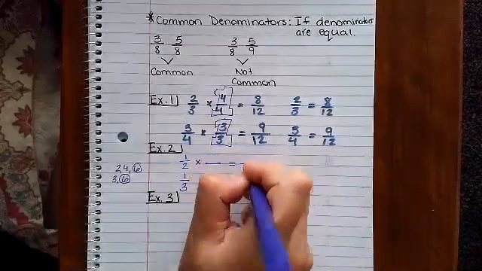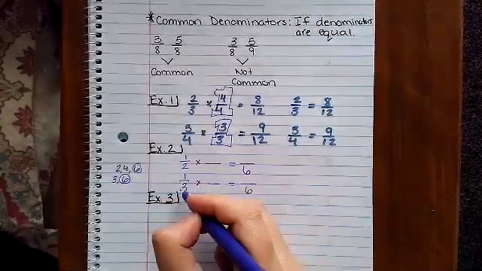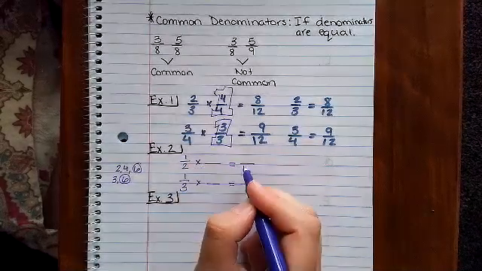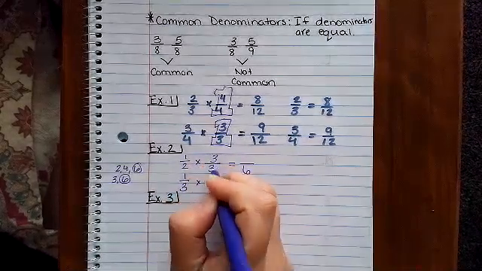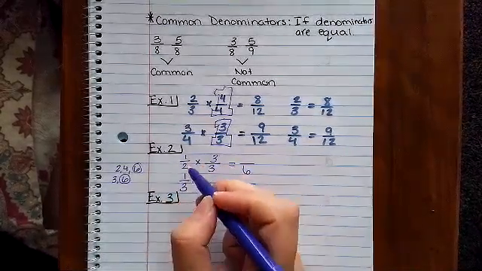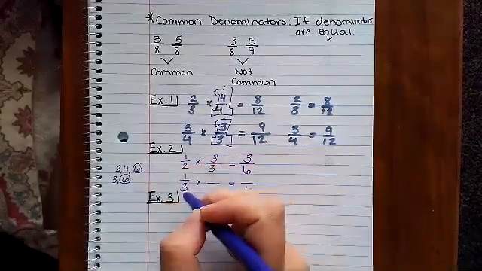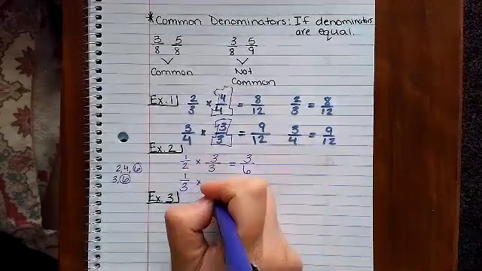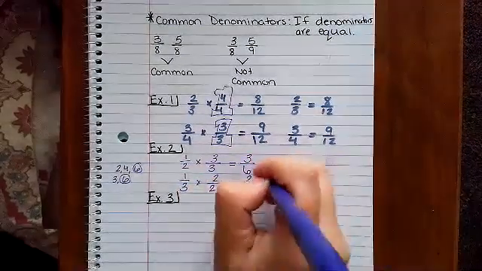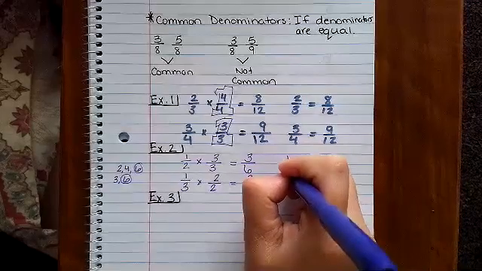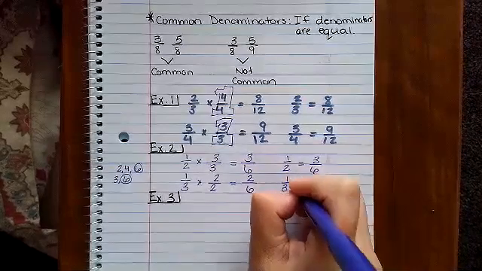I need to end up with a 6 at the end for both of these fractions. So I need to think: 2 times what number got me to 6? 3. So my fraction needs to be 3/3, equal to 1. 1 times 3 is 3. 2 times 3 is 6. Same thing down here. 3 times what number got me to 6? 2, so 2 over 2. 1 times 2 is 2. 3 times 2 is 6. So I once again have 1/2 is equivalent to 3/6, and 1/3 is equivalent to 2/6.